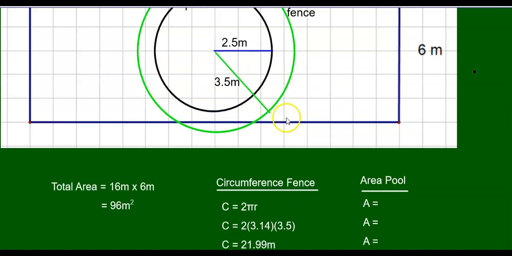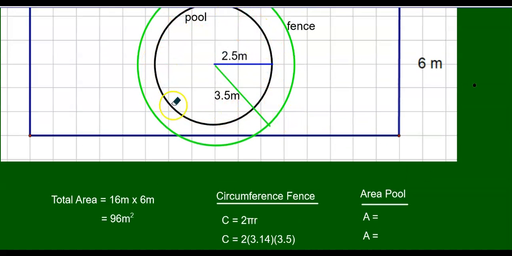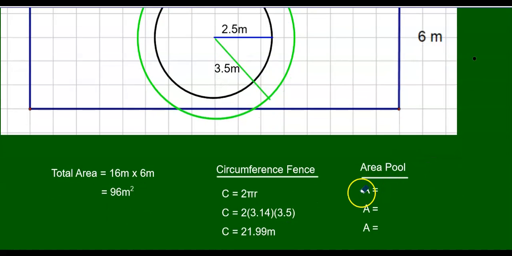Then the area of the pool. Now the pool is the black. This is the pool. That's the circle, and the radius is 2.5. So it's not 3.5, it's 2.5 for the pool. So the area is pi r squared. That's the formula for area of a circle. So 3.14 times 2.5 squared. So the area of the pool is 19.63 meters squared.